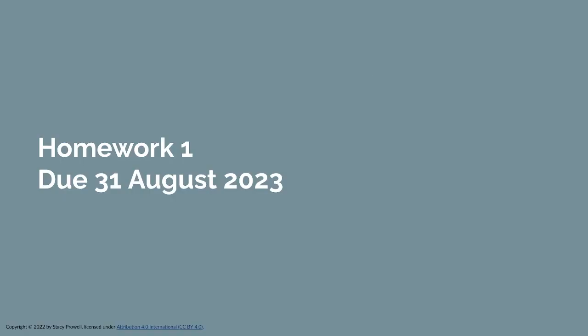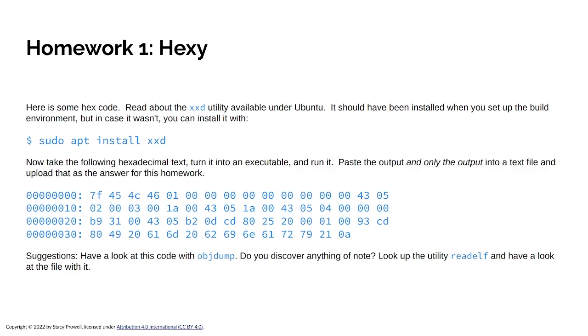There's homework. It's due on the 31st of August, and the homework is available online in iLearn. I want you to take this. What is all this? To find out what this is, I want you to go and read about xxd. xxd is a little utility available under Ubuntu. I believe it's installed with binutils, and it has to do with creating a hex dump of a binary file. And you can read about what it does. And once you've read about what it does, I want you to take this and turn it into a binary file and run it. And once you've run it, I want you to take just the output and only the output in a text file.